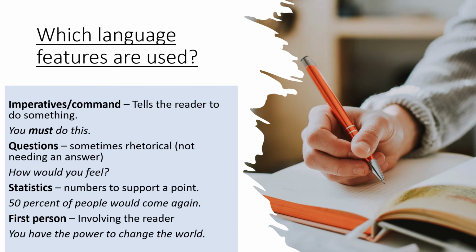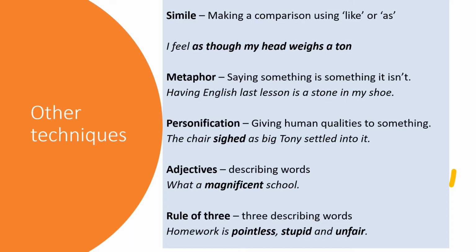Next we have first person, which is involving the reader. And you can see this a lot in persuasive speeches. So, you have the power to change the world, okay? Really involving the reader there. A few other techniques we have is simile, so making a comparison using like or as. So, I feel as though my head weighs a ton. So any simile just has like or as. That's when you're saying that it's not really the case, but it's almost as if it's the case.